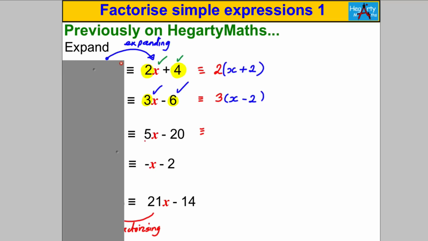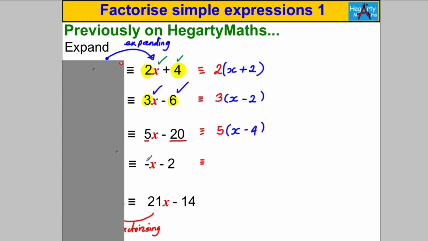You look for the highest common factor of 5 and 20. Well, that's going to be 5. You look at the x and there's no other algebra here, so time to open up your bracket. What goes here to multiply by 5 to get 5x? An x. What goes here to multiply by 5 to get negative 20? Negative 4. Alright? Now this is again where it's slightly difficult.